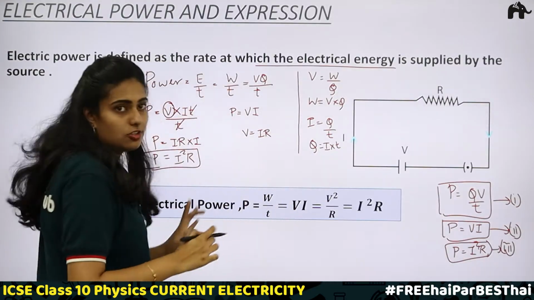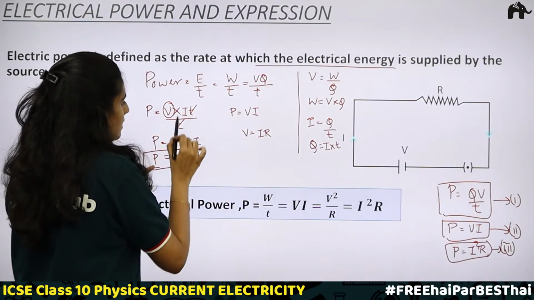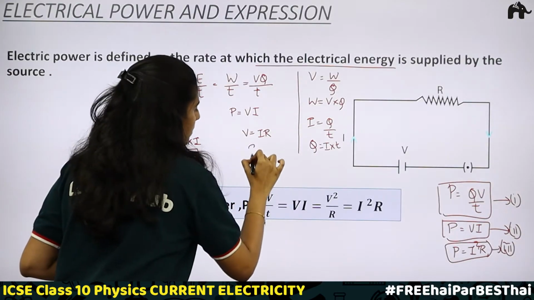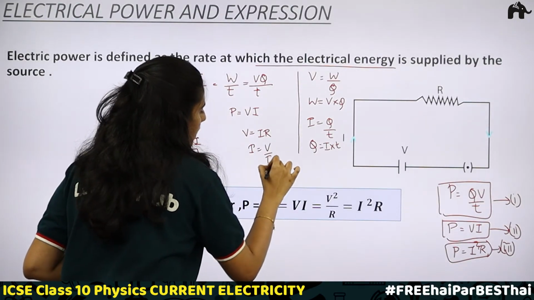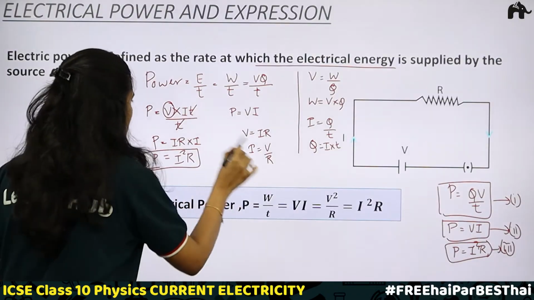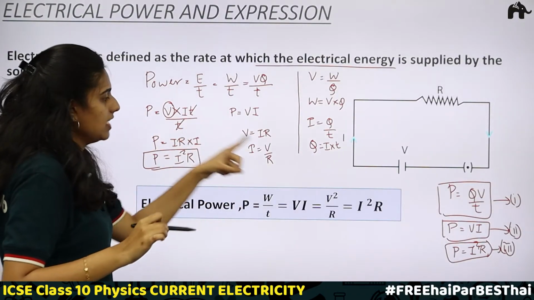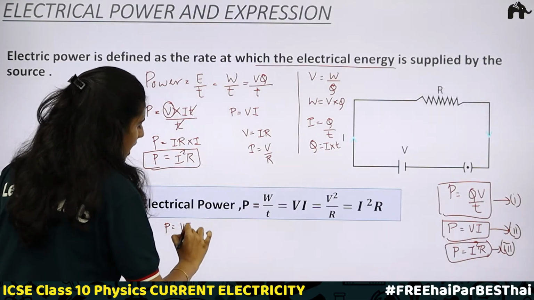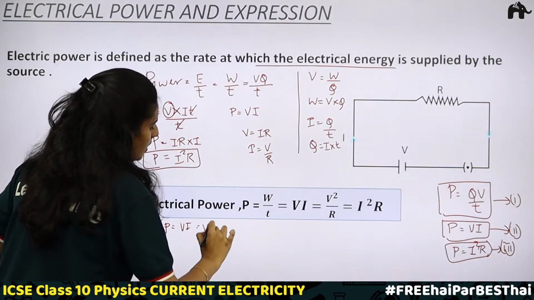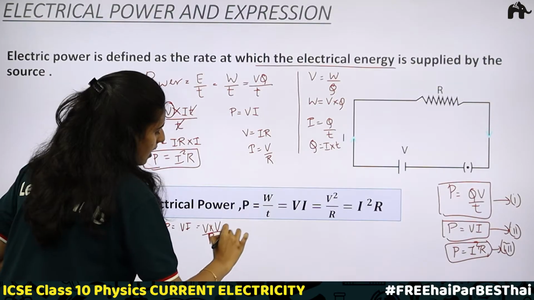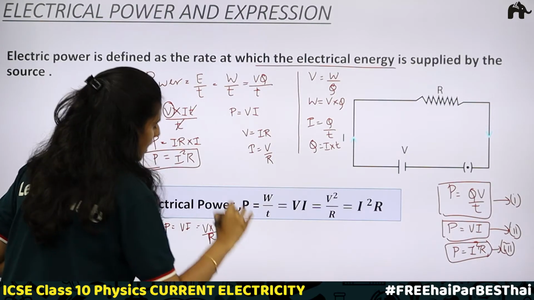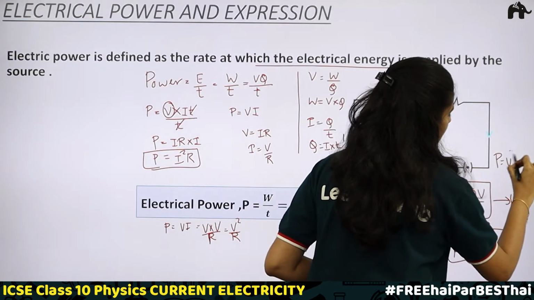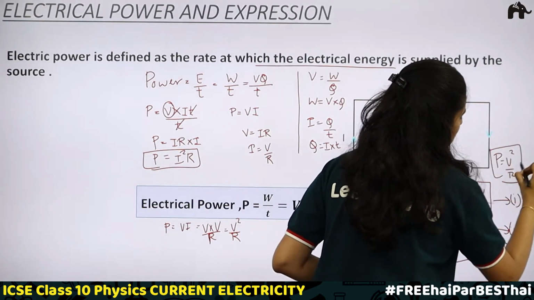Now equation 4. To get equation 4, here we have replaced potential difference with IR. Therefore, we have I is equal to V by R. So to get the fourth equation, in place of current, we are going to replace V by R. Power P will be equal to VI, which is equal to V into V divided by R, which is V square divided by R. Power is equal to V square divided by R. This is your fourth equation.